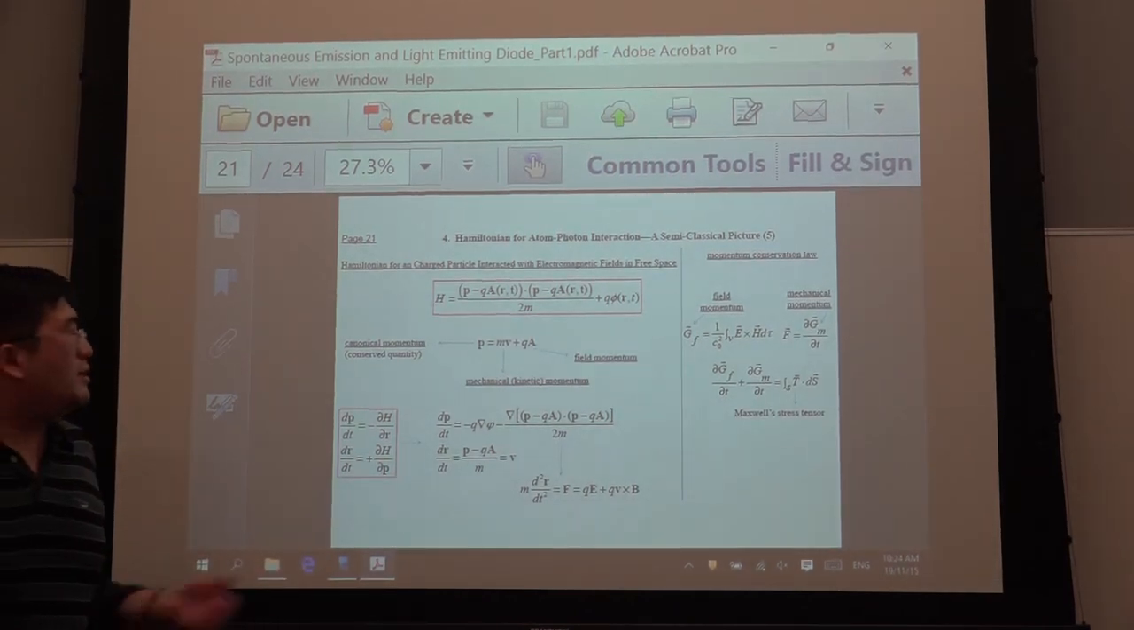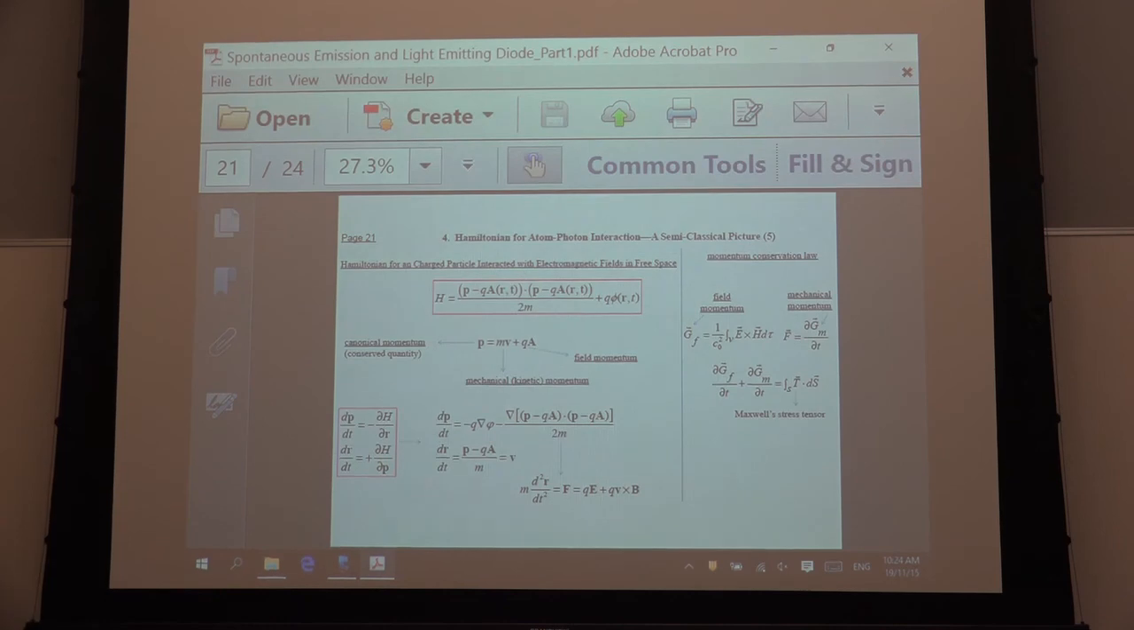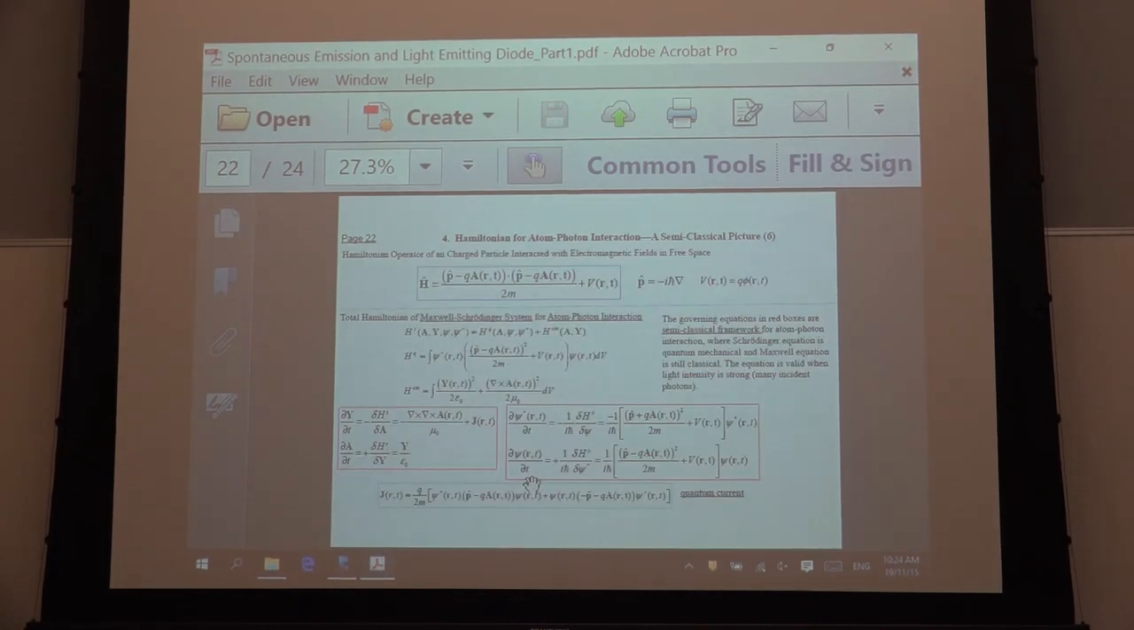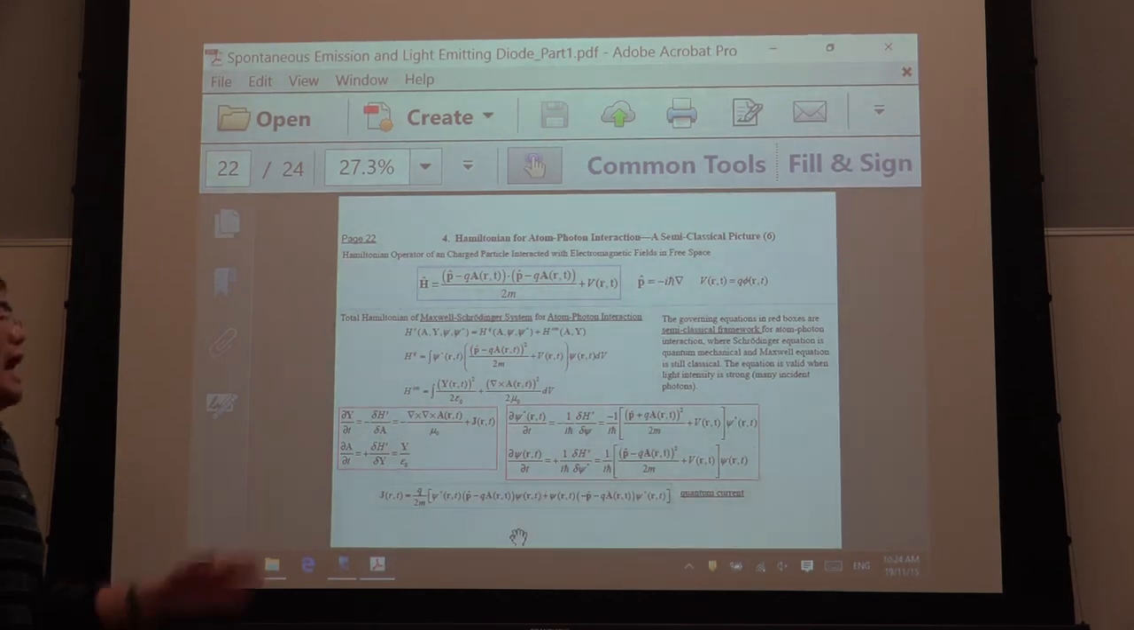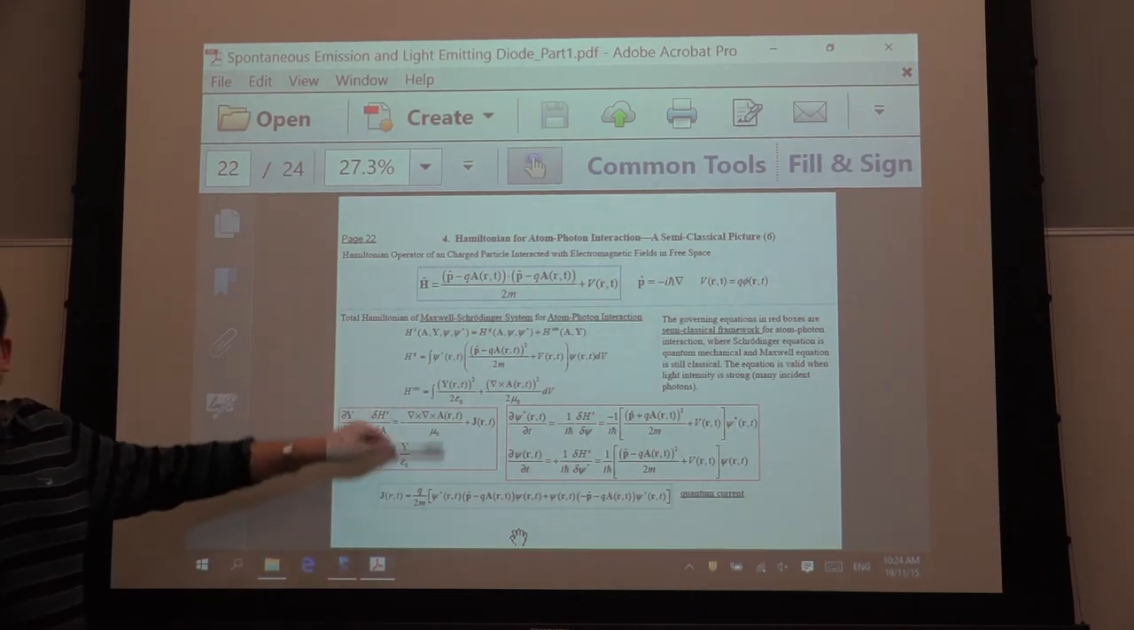Using some mathematical trick. Okay, so the most important thing is here. This is today, because I did not talk about mathematics. Mathematics is too complicated, but I give you an assignment about how to derive this equation. You can derive it by yourself.